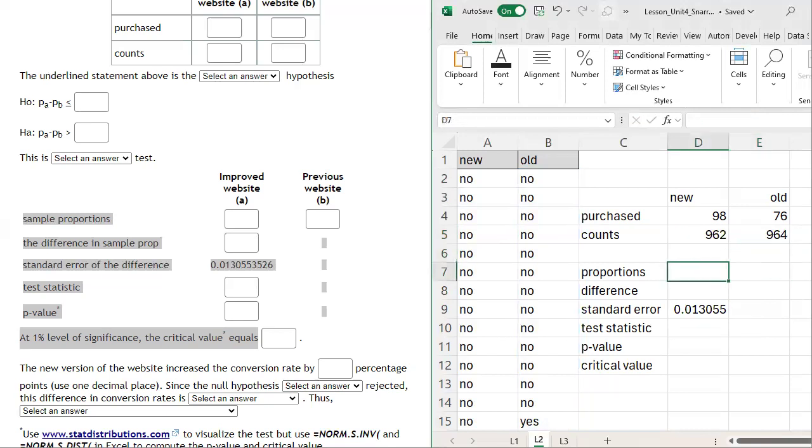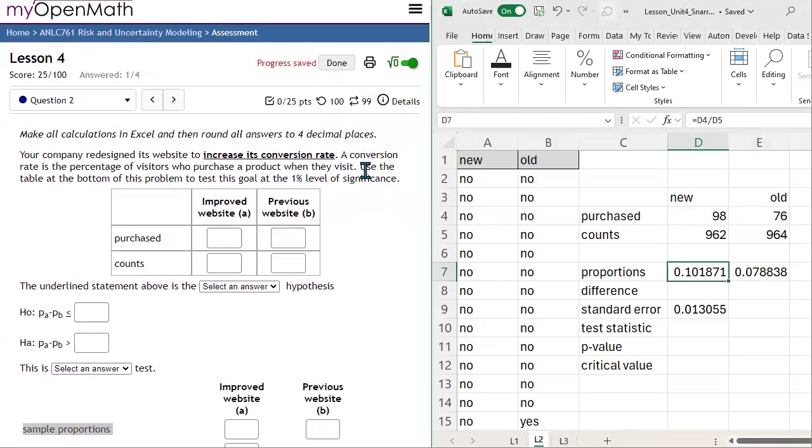Okay, the next thing we do is the proportions. These are the conversion rates. We're going to divide the 98 by the 962 visits. So this is the number of purchases, and this is the number of visits to the website. And it's about 10%, right? And we need, how many decimal places? We need 4 decimal place accuracy.